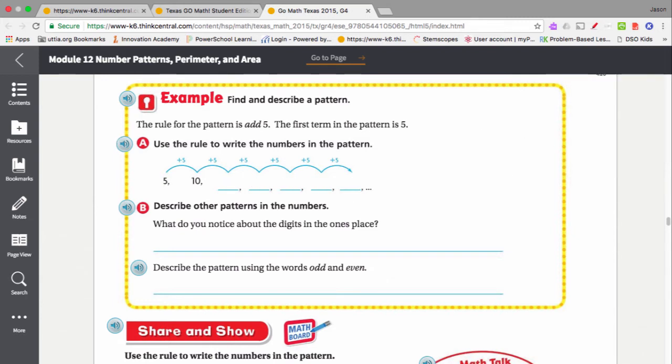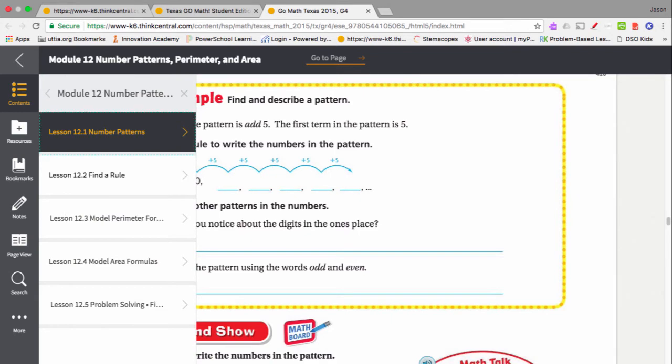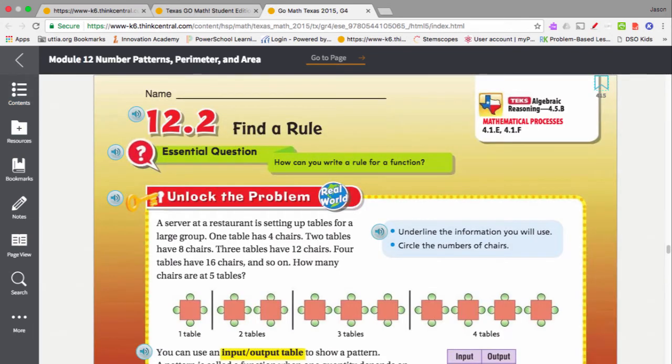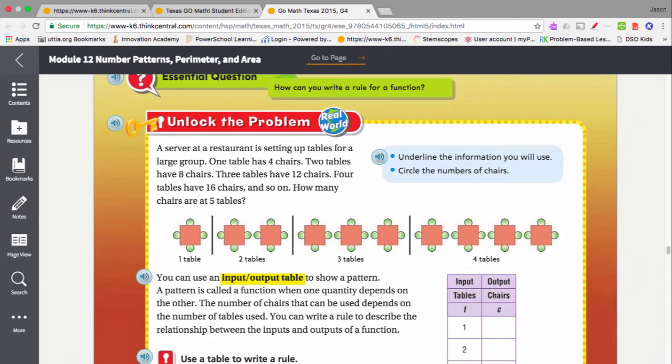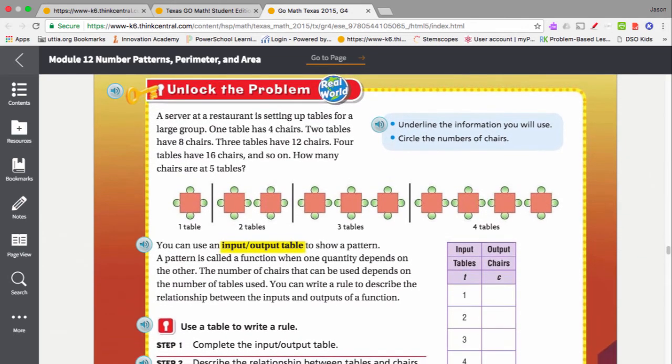Well, what if we wanted to make the rules ourselves or identify the rule? Let's suppose we have a pattern and now we want to write the rule. And here's an example of this. We have a server at a restaurant who is setting up tables for a large group. One table has 4 chairs. 2 tables have 8 chairs. 3 tables have 12 chairs. 4 have 16 chairs, and so on. How many chairs are at 5 tables?